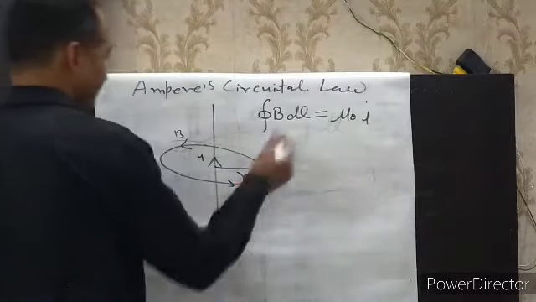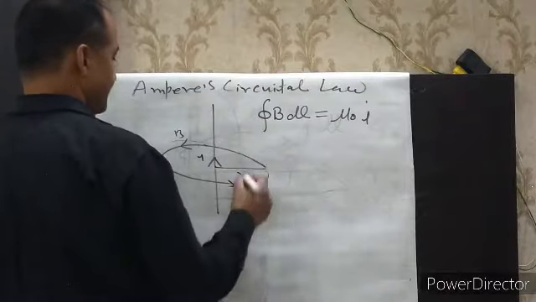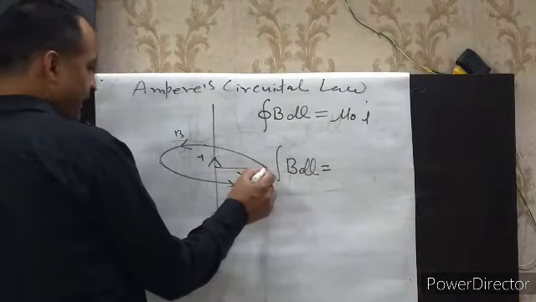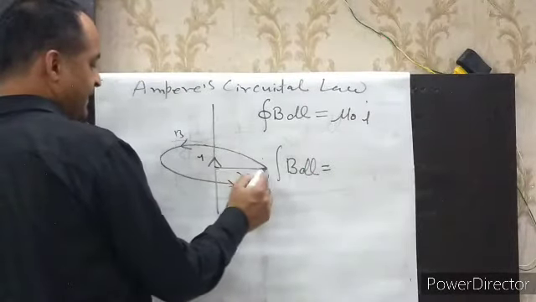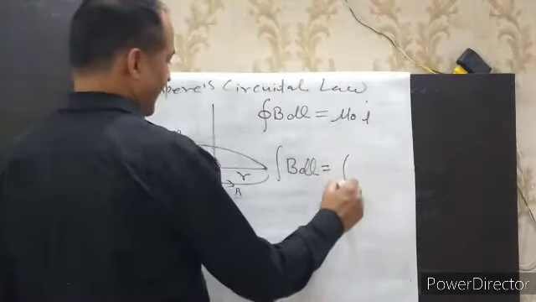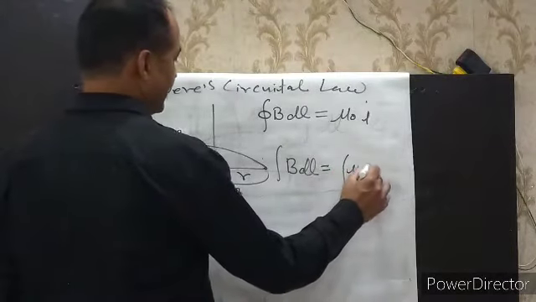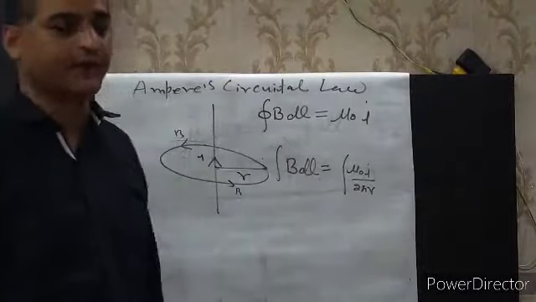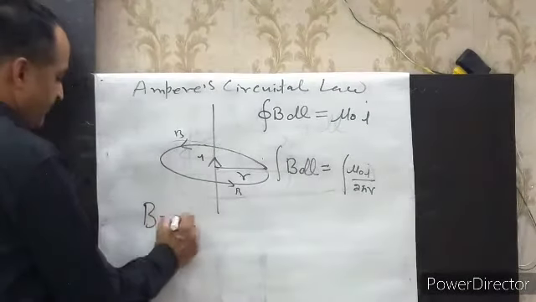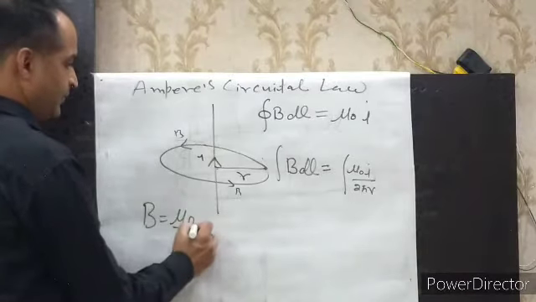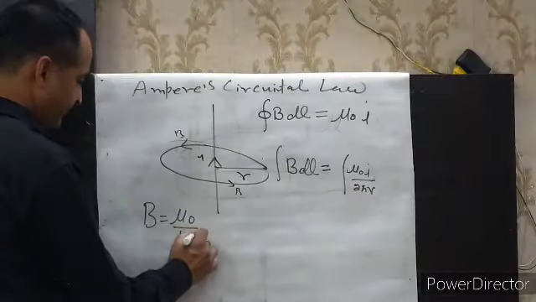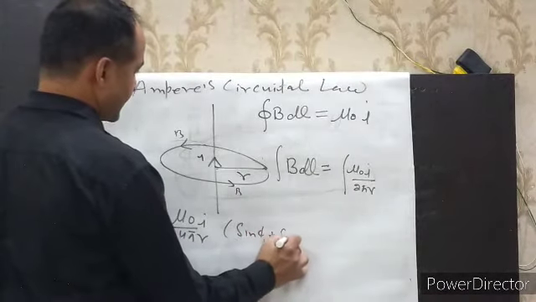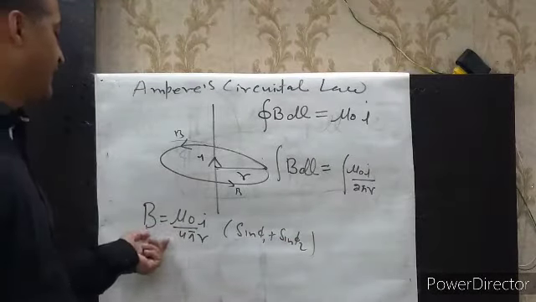Then we are starting the derivation, or proof, of this statement. The line integration of magnetic field. What is the magnetic field at a point P at distance small r from the wire? We know that the magnetic field is mu naught I upon 2 pi r. Actually, the magnetic field due to a straight wire is B equals mu naught I by 4 pi r times (sine phi 1 plus sine phi 2). This is the magnetic field due to a straight wire.